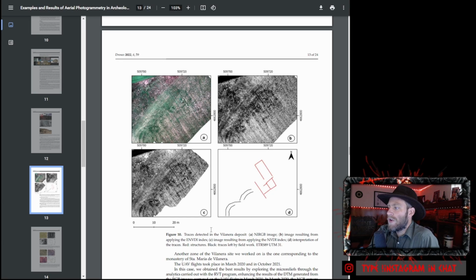So here, once again, we are looking at alternate types of imagery. This one here uses NIRGB imagery, which is another NDVI index.